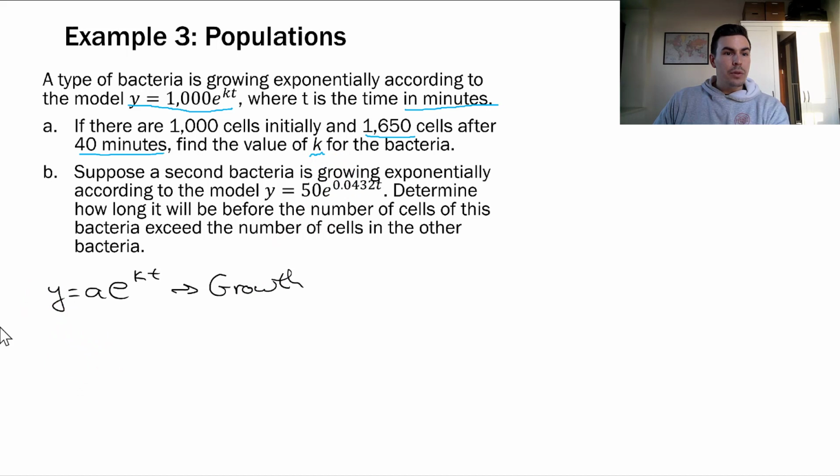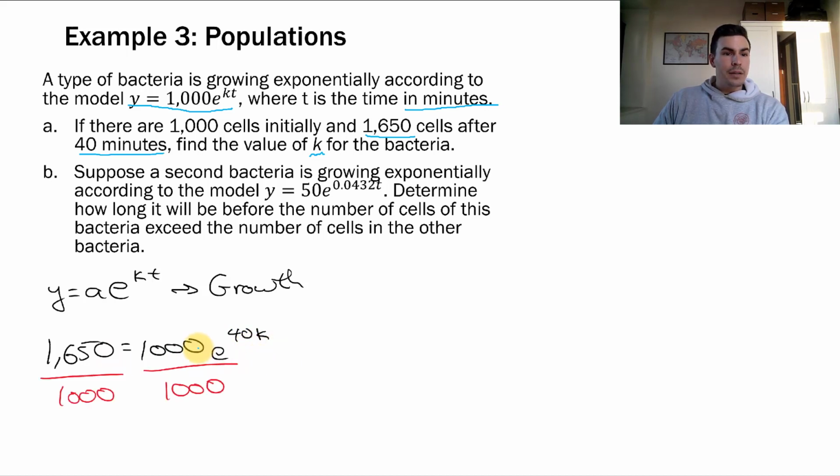Now we're working with growth here, so I've got no negative sign. I've got a positive exponent, and I can just plug in what I know. What we have now is 1,650 bacteria cells. Our initial was 1,000, and we've been at it for 40 minutes. So I can just plug everything in. I'm going to divide by 1,000, so we cancel out our thousands here. So I got 1.65 is equal to e to the 40k.